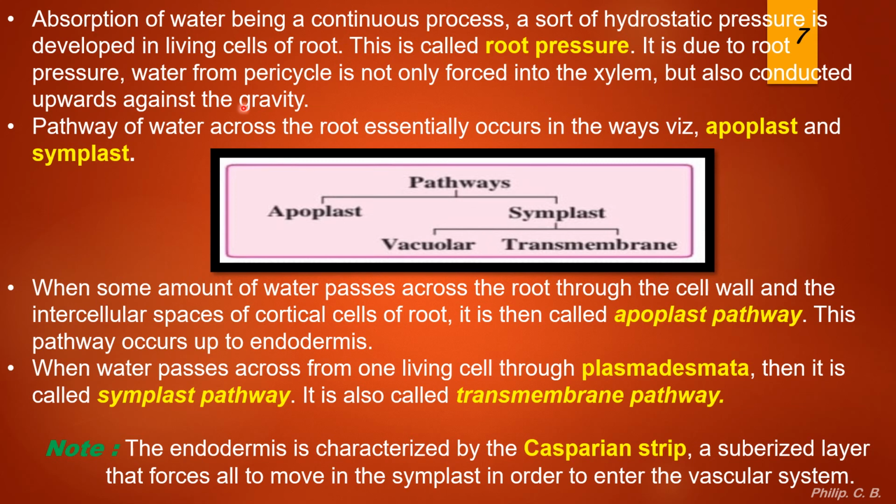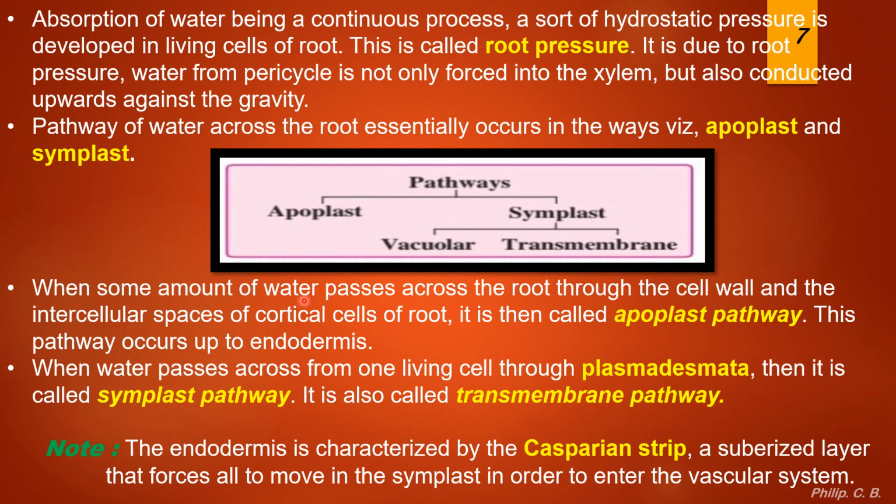It is due to the root pressure that water from pericycle is not only forced into the xylem but also conducted upwards against gravity. That's how it keeps on continuously. The path of the water across the root essentially occurs in two ways, that is apoplastic and symplastic, as we just saw in the previous slide. Pathways: apoplast, symplast. Symplast, again, can be vacuolar or transmembrane.